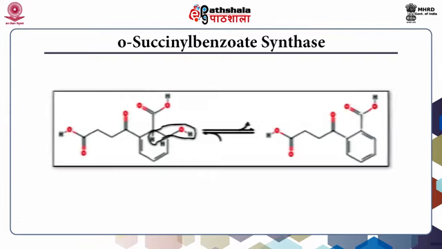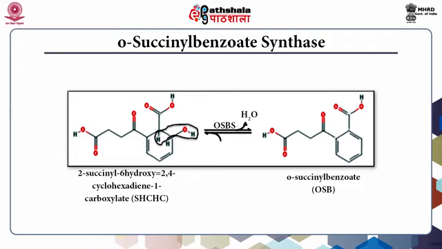Dear students, orthosuccinyl benzoate synthase, that is OSBS, belongs to the enolase superfamily of enzymes and is characterized by the presence of an enolate intermediate which is generated by the abstraction of the alpha proton of the carboxylate substrate. It catalyzes the dehydration reaction to produce orthosuccinyl benzoate.